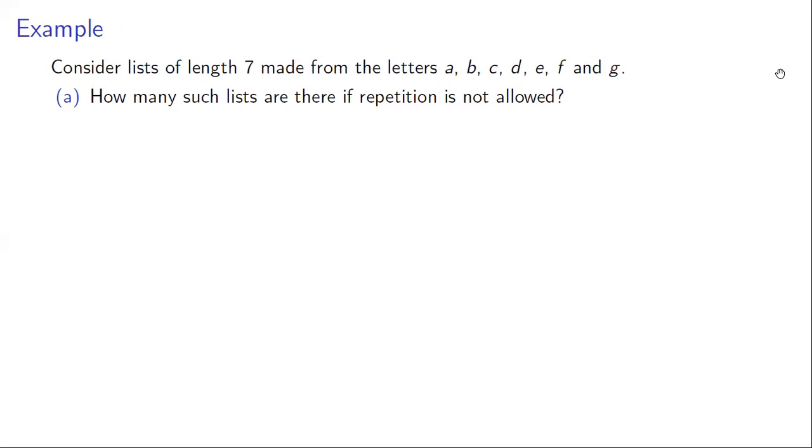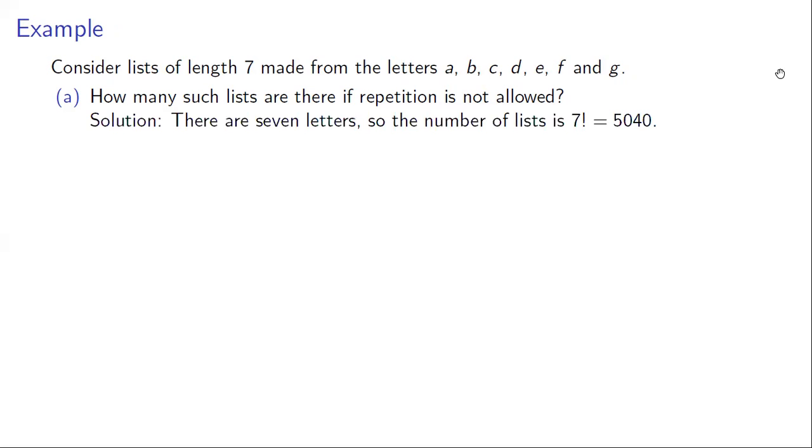So if we're trying to make lists, how many can we make if we do not allow repetition? Well, there are 7 letters, so the number of lists is 7 factorial, or 5040. There are 7 letters, no repetition, so the number of choices is 7 times 6 times 5, and so on. In other words, 7 factorial.